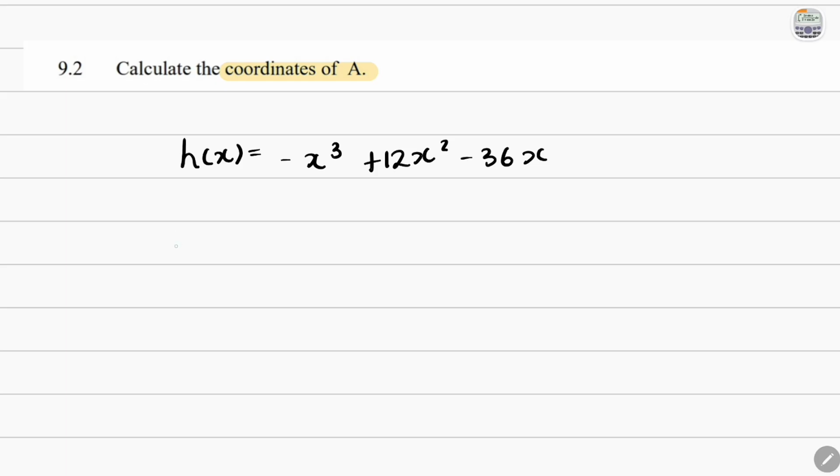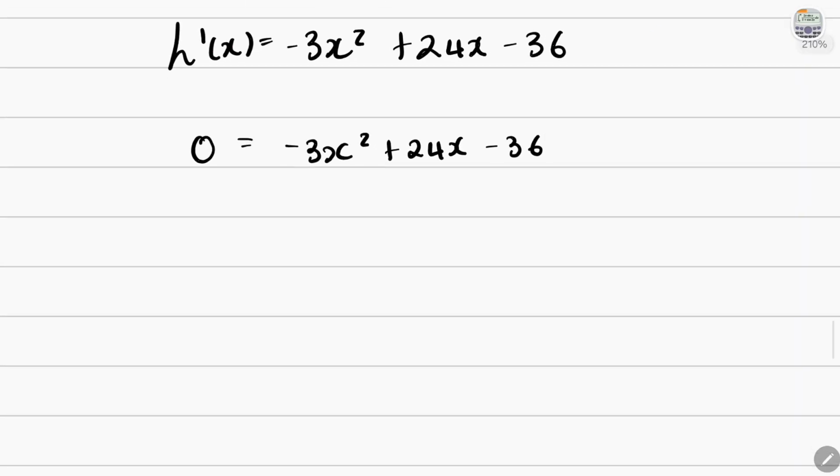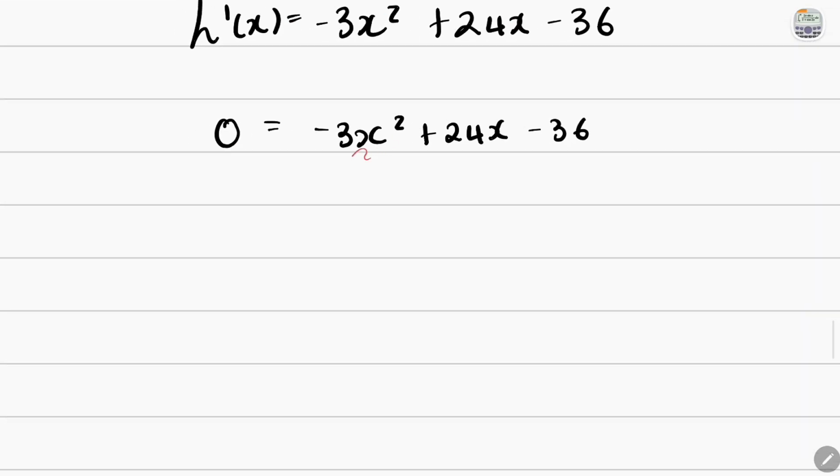So to find the stationary points, again, we're using the idea that at the stationary points, the gradient of the function is equal to 0. So we're going to find the gradient by deriving this. It is equal to, coefficient times exponent, negative 3x squared, then we have plus 24x and minus 36. And now we're saying the gradient of the function at the turning point is equal to 0. So then we rewrite this, and you see that they're all divisible by negative 3. So we can divide both hand sides of this equation by negative 3. They have a common factor.